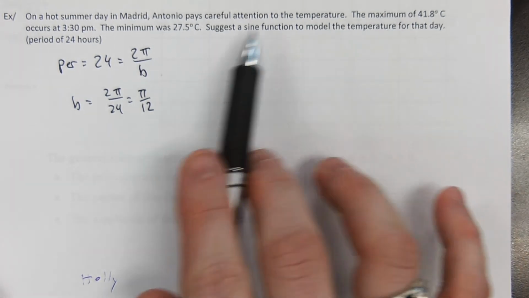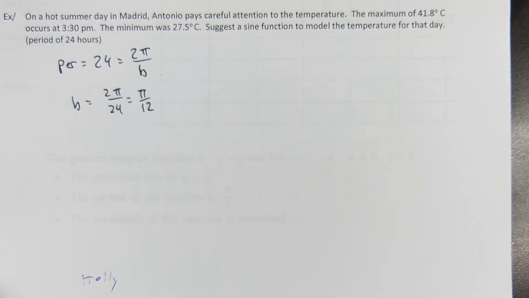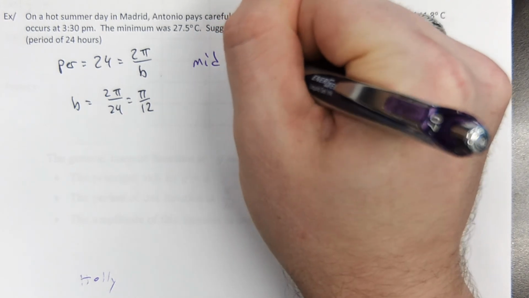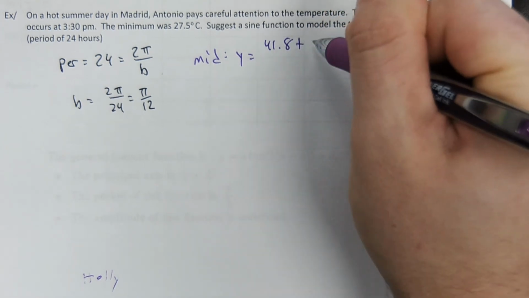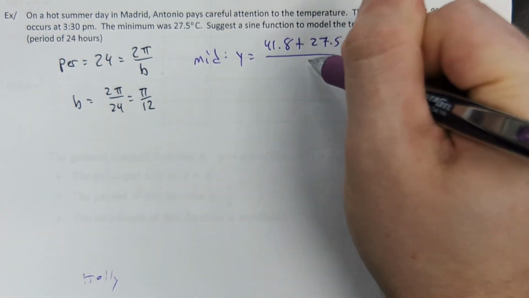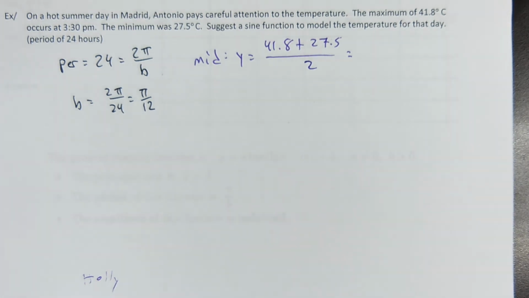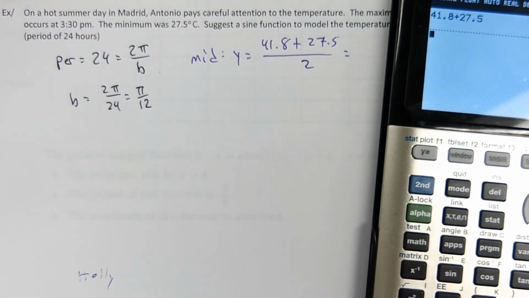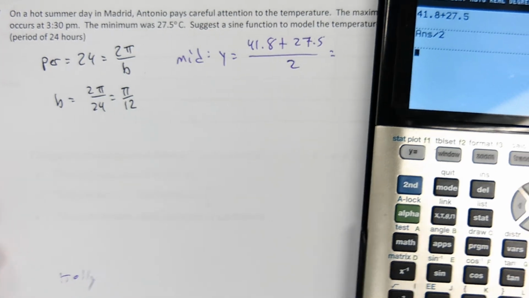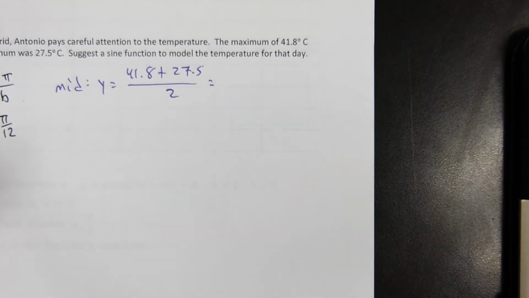we know the maximum and we know the minimum. So what does that give us? If we know the maximum and minimum, what can we do with it? We can find the midline. How? Average, there it is. So our midline will be y equals maximum temperature plus minimum temperature divided by 2. Clearly a calculator question. Not going to even try. 34.65. That's the midline.